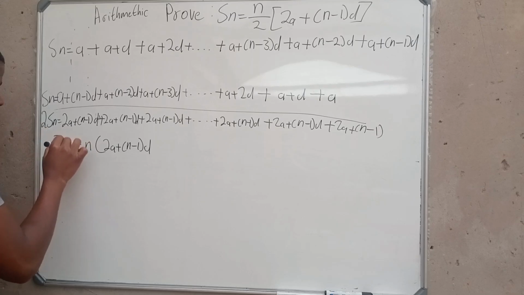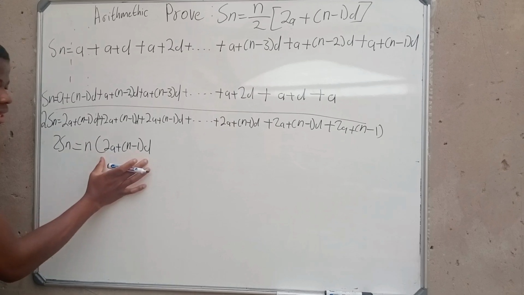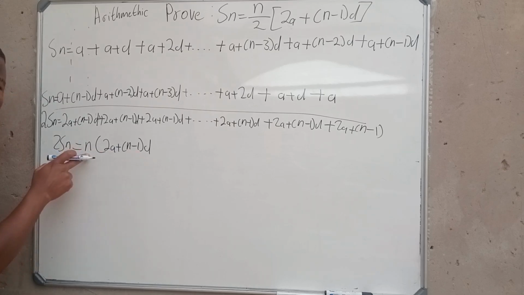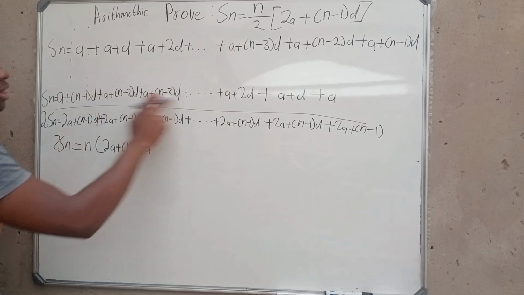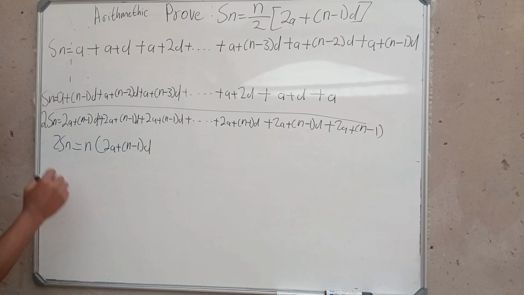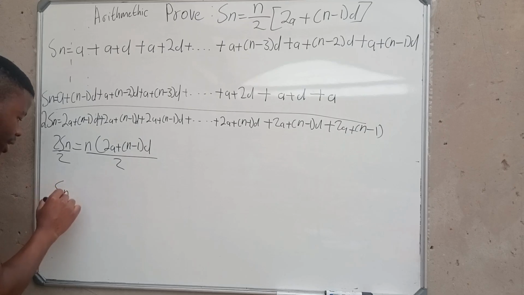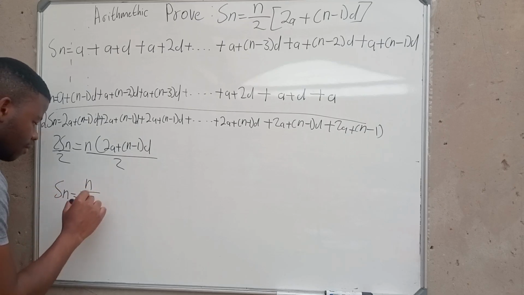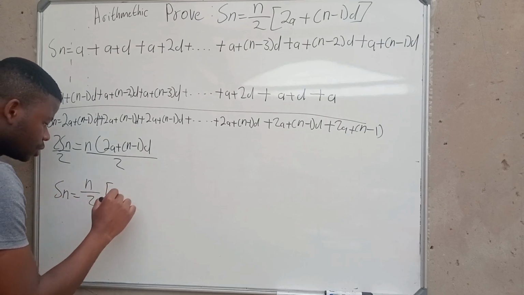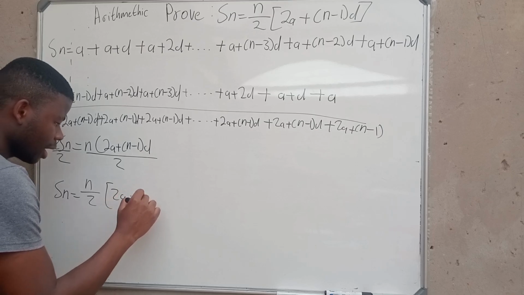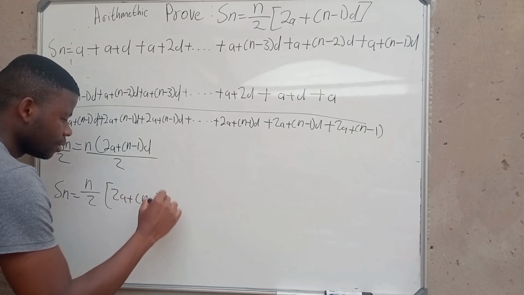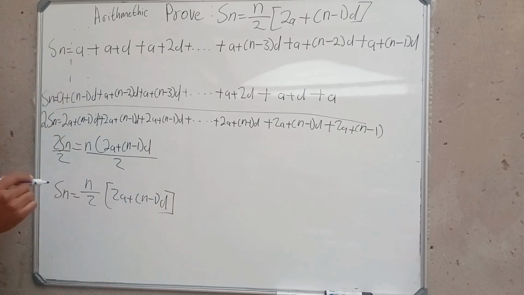2Sn. For me to get this, I must have n times of these things. You get it? And therefore you divide by 2 here, then you divide by 2 that side. And then Sn is equal to n over 2 times 2a plus n minus 1d. You get it? And that's how the cookie crumbles.